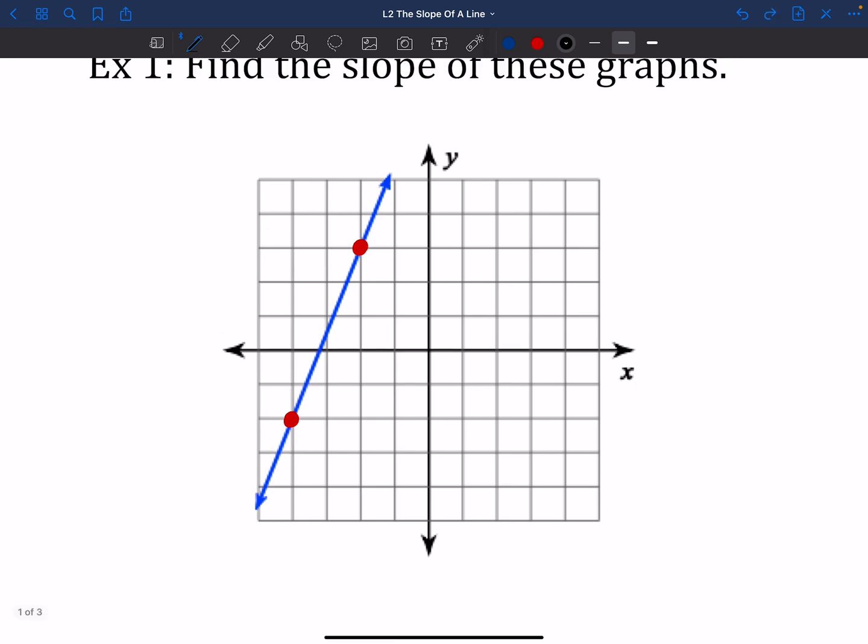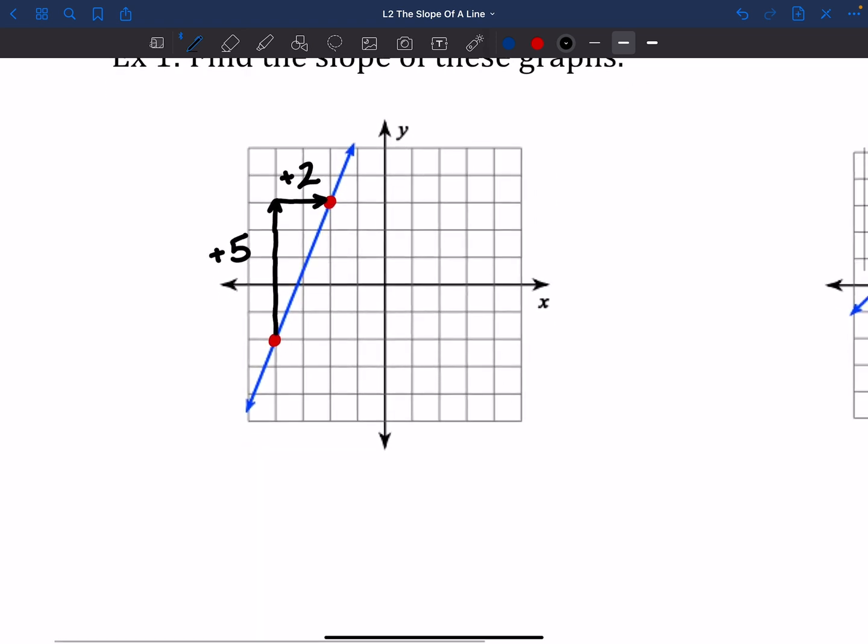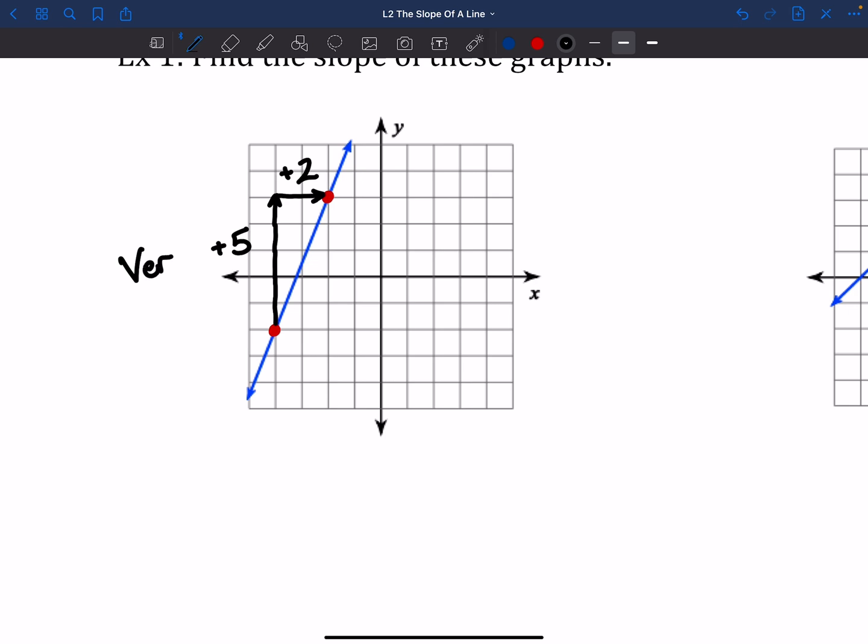To get from that first point, I need to go up 1, 2, 3, 4, 5 spaces. So my vertical change is to go up 5, so it's a positive 5. Right? My horizontal change is to go over from there 1, 2. Right? And it's 2 in a positive direction, so let's say plus 2. Okay, so this was my vertical, and this was my horizontal. Right, so vertical goes on top for the rise, the horizontal goes on the bottom for the run. 5/2 is our slope, and that's it.